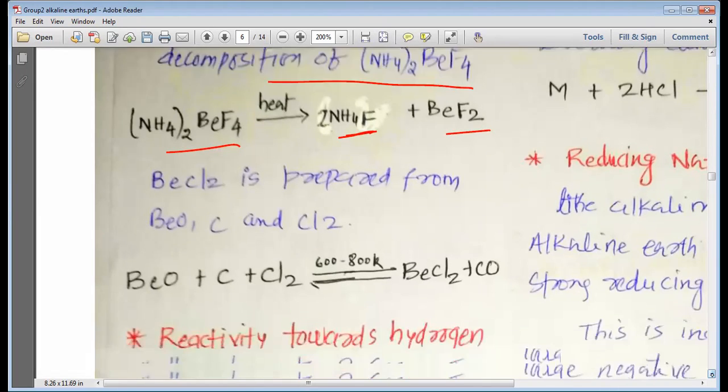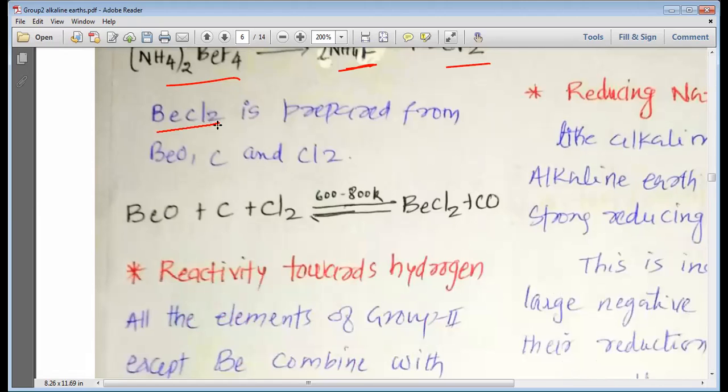Now let us see how we can prepare BeCl2. BeCl2 is prepared by the reaction of beryllium oxide, carbon and chlorine, and thus we get BeCl2 and carbon monoxide at 600 to 800 Kelvin temperature.